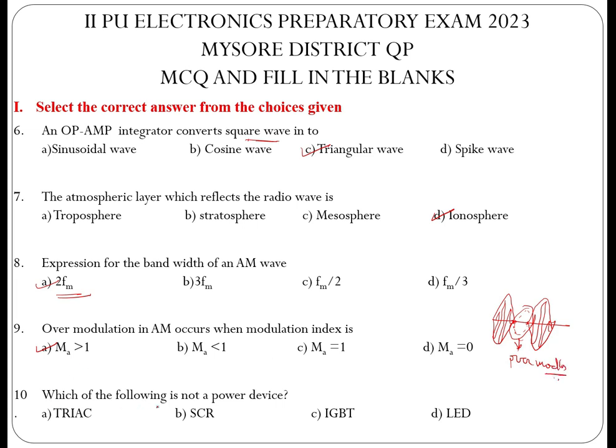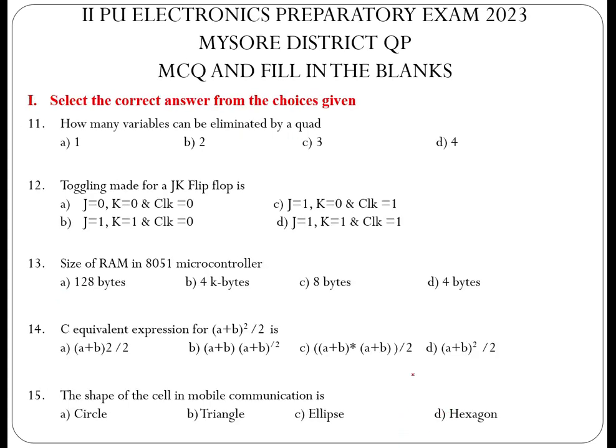10th question, which of the following is not a power device? Again, it is a repeated question, LED. 11th question, how many variables can be eliminated by a quad? A quad will eliminate 2 variables, 1 variable will be eliminated by a pair, 3 variables will be eliminated by an octet. So 3 ways it can be asked.